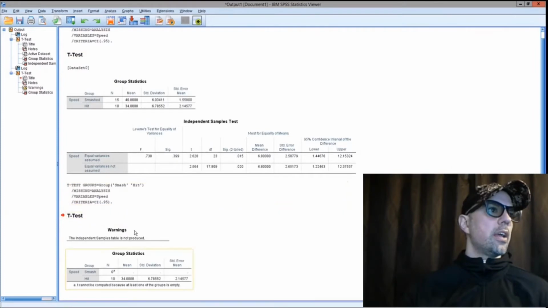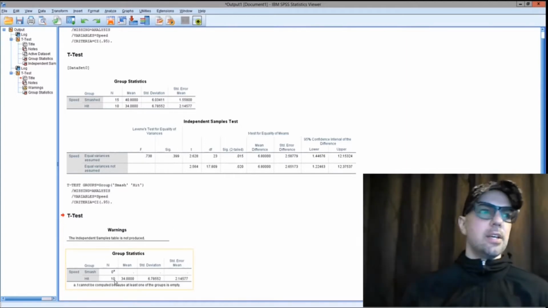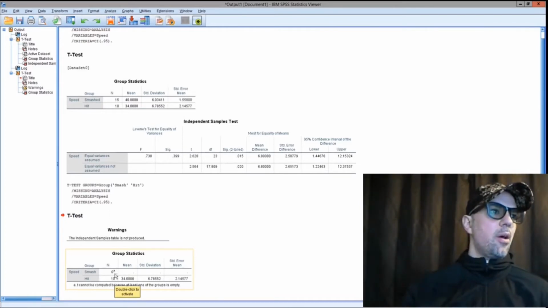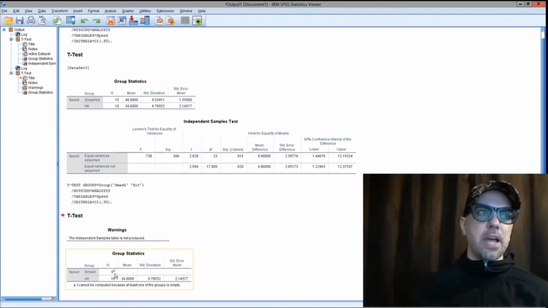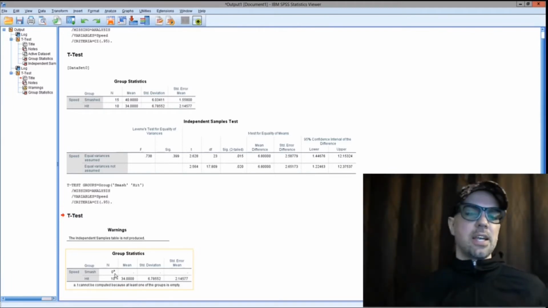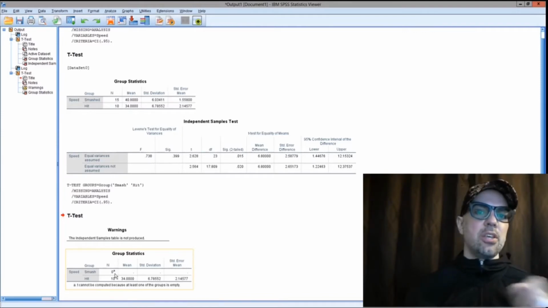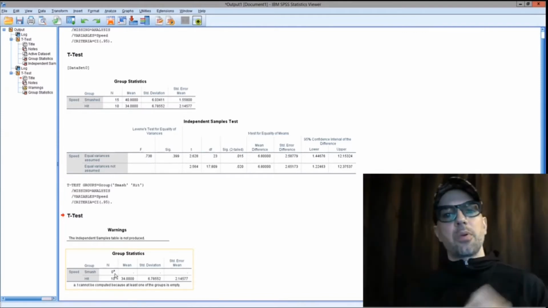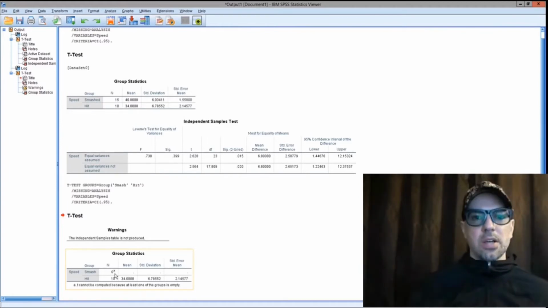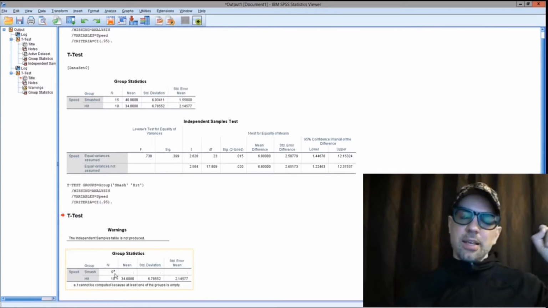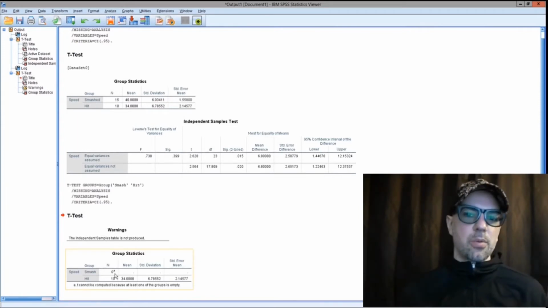SPSS will tell you, warning, the independent samples table is not produced. And it'll take you down to this group statistics table here, and it'll tell you, look, I found 10 subjects in the hit group, but you got nobody in the smash group. You have nobody at all in the smash group. So if SPSS cannot run a t-test, that means that you have set it up incorrectly. And probably the best idea, rather than trying to fix it, is just delete the whole data set and start over. Because oftentimes it's very difficult to pinpoint exactly where you went wrong.